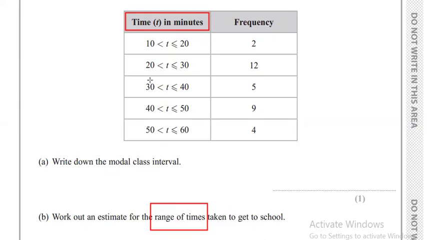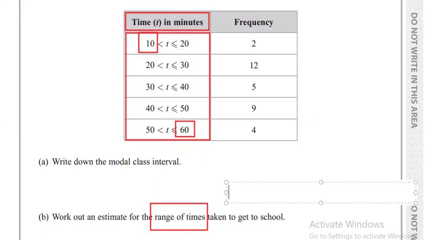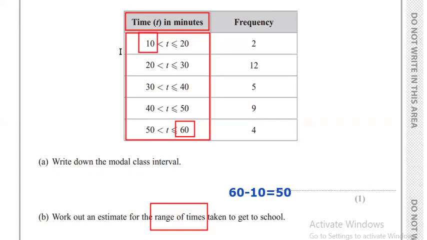So you have to focus on this. A range of times means you take the range from the times. You take the highest one, which is 60, and the lowest one, which is 10, and then you subtract them from each other. So the answer is 60 minus 10, and it will equal 50. And this is the range of times that you have for this data. Now, let's move on to the next question.